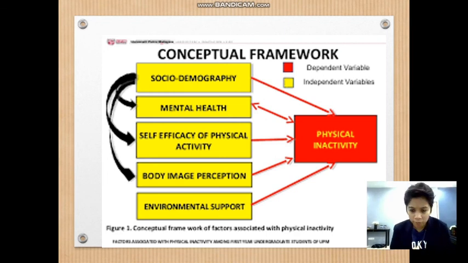Physical activity, if I look at it in one shot, says that physical activity could be influenced by mental health, the demography, and self-efficacy, how efficient you are in yourself individually to do physical activity, how you perceive your body image, and environmental support. It is proposed by this particular study that these 5 factors could influence physical inactivity. You should be able to start to draft out your research framework.